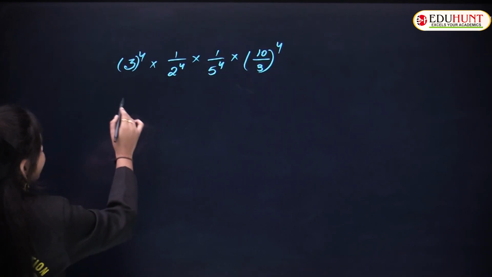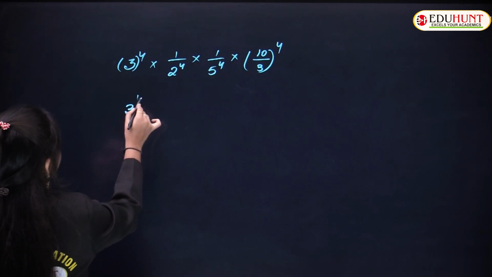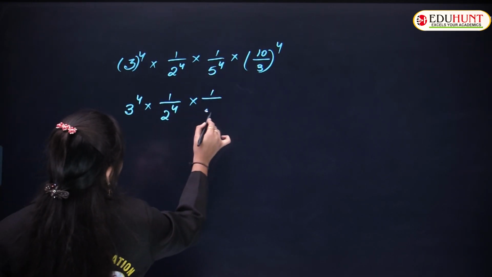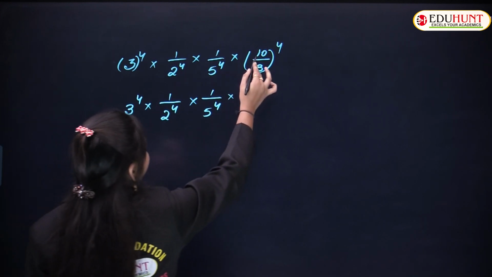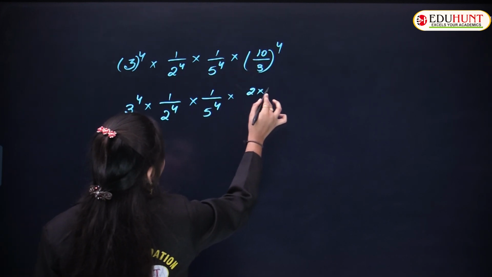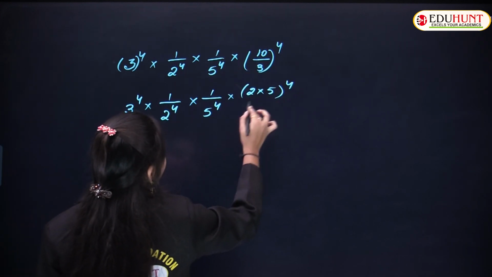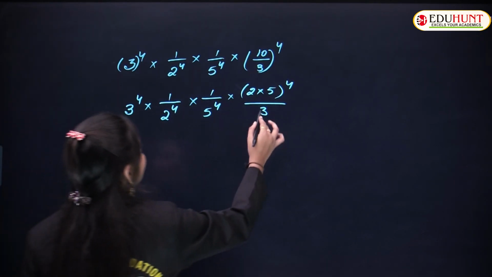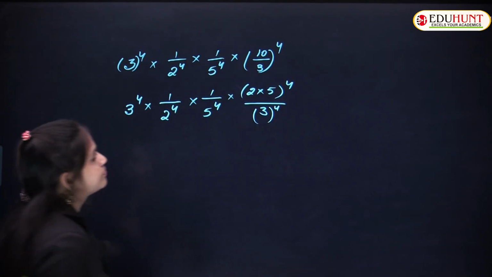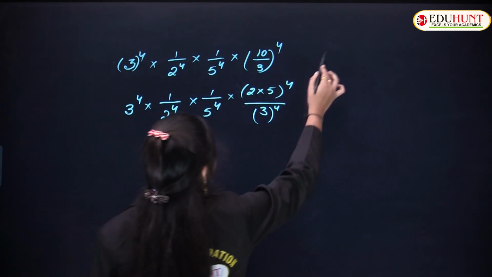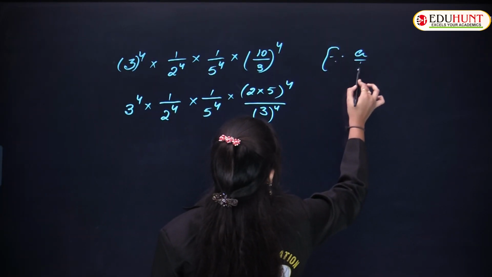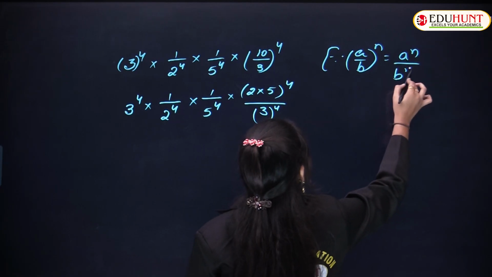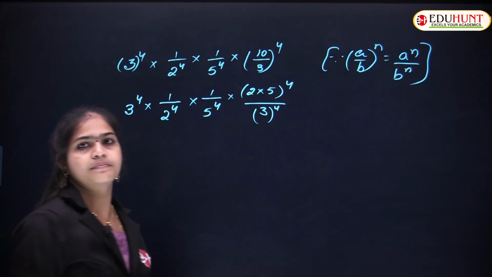Now again write this one as 3^4 into 1 by 2^4 into 1 by 5^4 into, here 10 we can write as (2 into 5) whole power 4 by 3^4. 2 fives are 10 only, no? Why? Because here which formula we applied? Since (a by b) whole power n is equal to a power n by b power n, that formula.